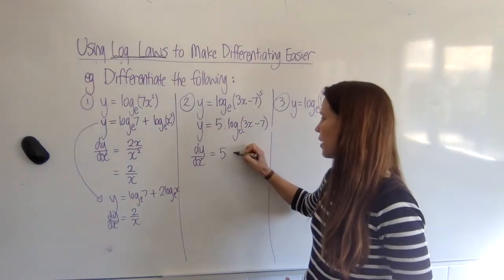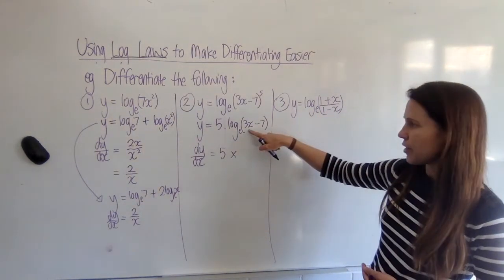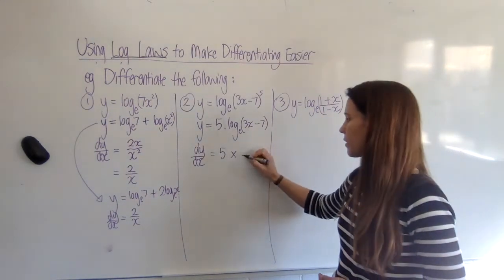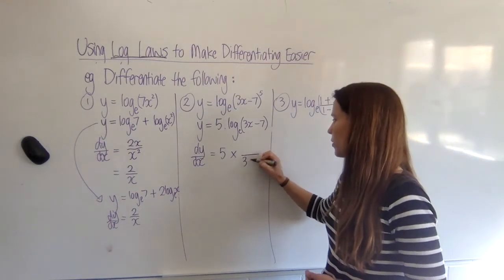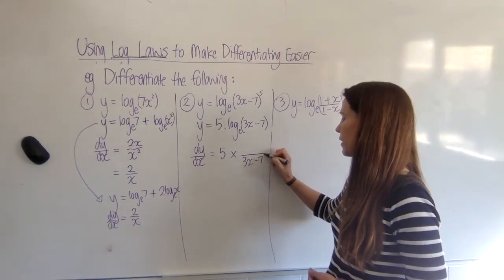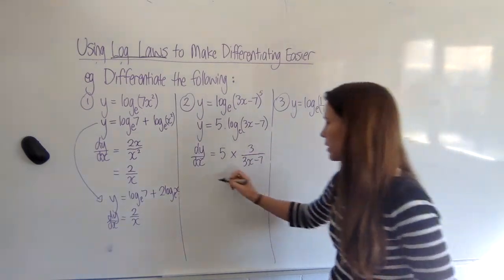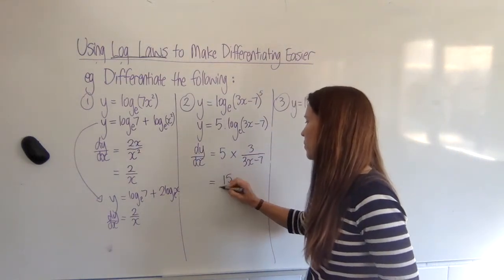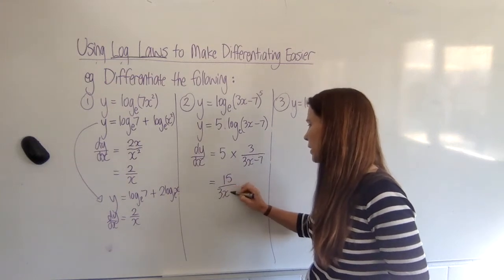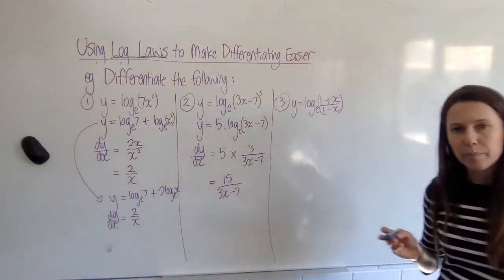So I'm going to have 5 times, and when I differentiate this part, I need the function on the bottom, if we call that f of x, and f dash x, or 3, on the top. Then it's a simple matter of just tidying it up. I've got 15 on the top and 3x minus 7 on the bottom.